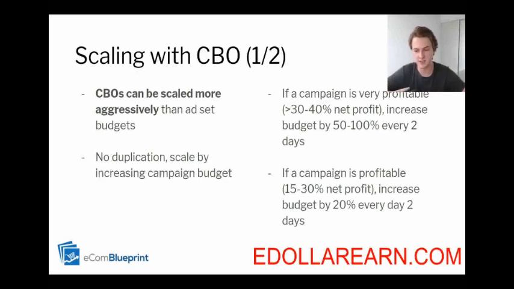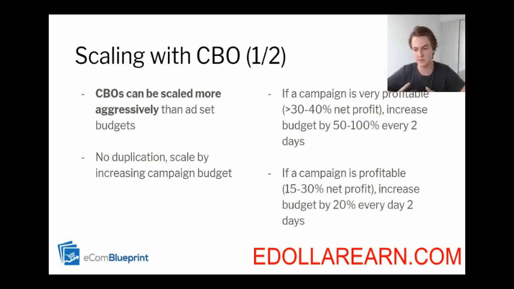So if a campaign is very profitable, over 30 to 40% net profit, then I'll increase the budget by 50 to 100% every 2 days. So let's say that a campaign on the first day has a net profit of 40%, then I would probably just increase the budget by 100%. I would double the budget and I would see how that performs. And then if for the next day the performance drops, I would just leave it running and wait until the next day, right? Because there could be a performance drop after a sudden increase in budget, but then it could re-optimize and stabilize. So I'd always give it 2 days after a budget change to make my next decision.